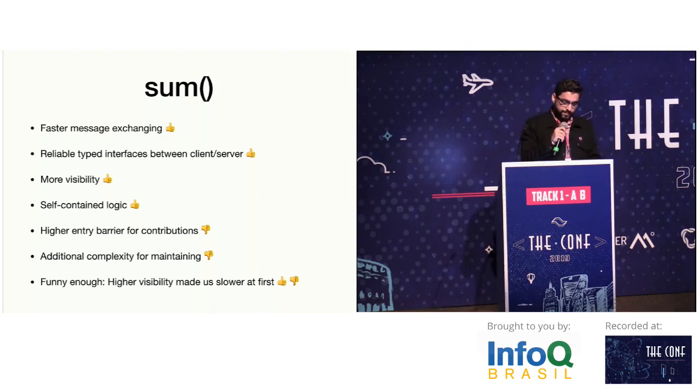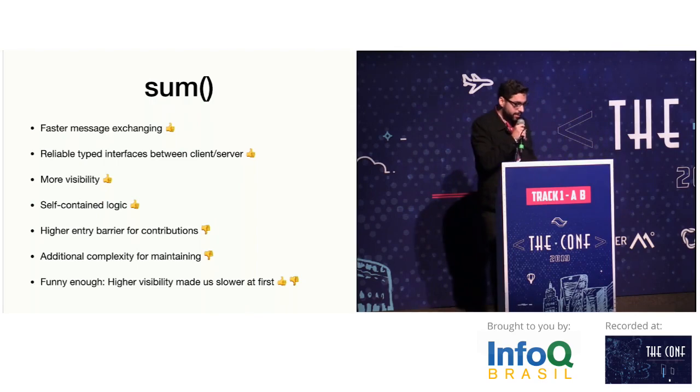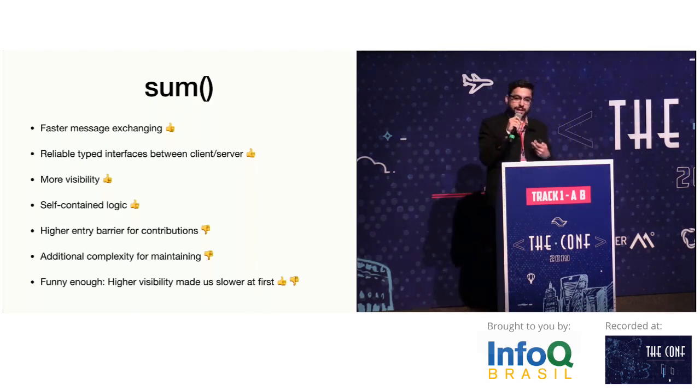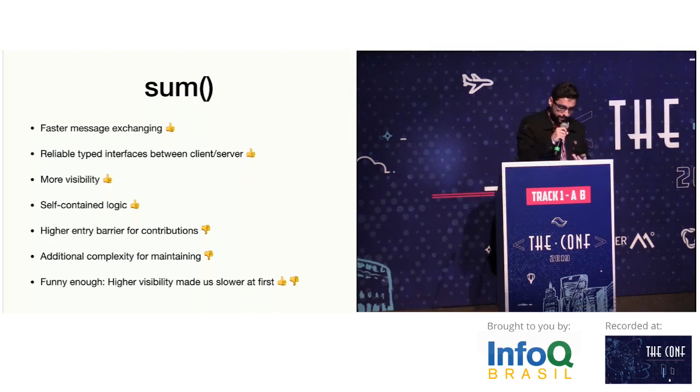So as a summary, after we have gone to Gitaly, we saw faster message exchanging, which is a good point. We had a reliable typed interface, so it would be a little bit more strict, but that's part of the reliability of the message exchanging. We had more visibility because of Prometheus. We had self-contained logic, so nowadays we are writing more cache for things that we need, which is also great.